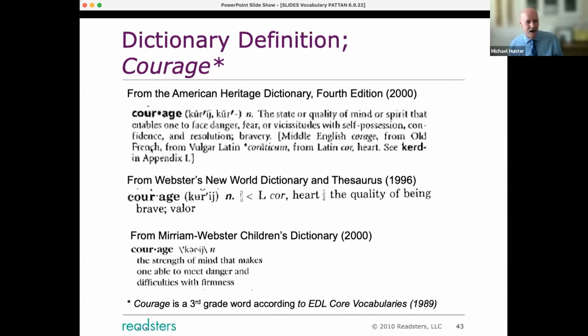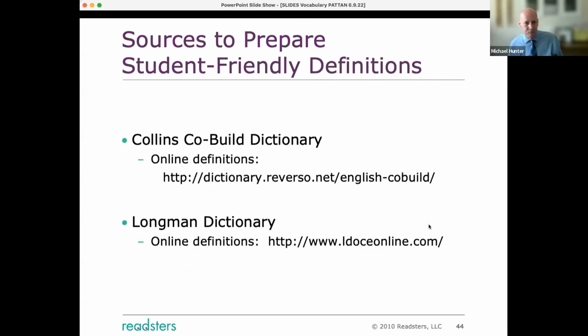Okay, how many of your students are going to get much out of that definition? This is why we have to create student-friendly definitions to give them and then help them to come to their own student-created definition, because the dictionary often is not as accessible as we would like it to be. So here's the slide on the Collins COBUILD, and then the Longman Dictionary is also a good one too.